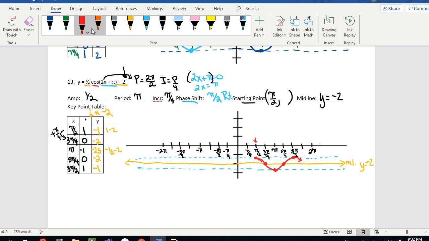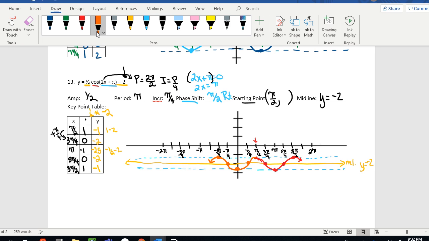Now, whichever side I have the most room is the way I'm going to go back with it. So let me grab orange. And it's going every pi over 4. Look how quick this reproduced itself.